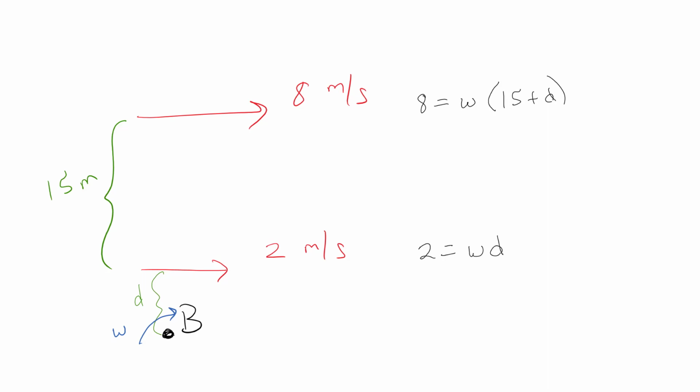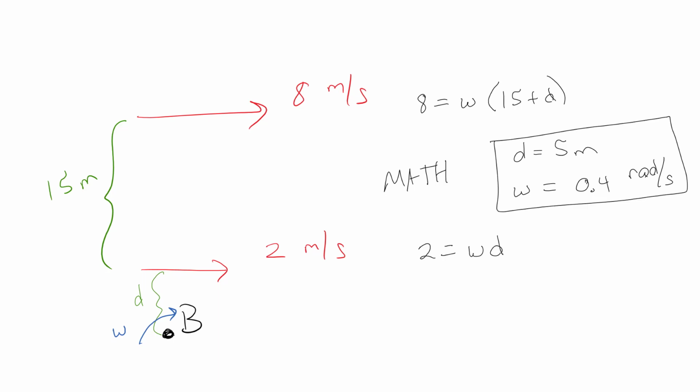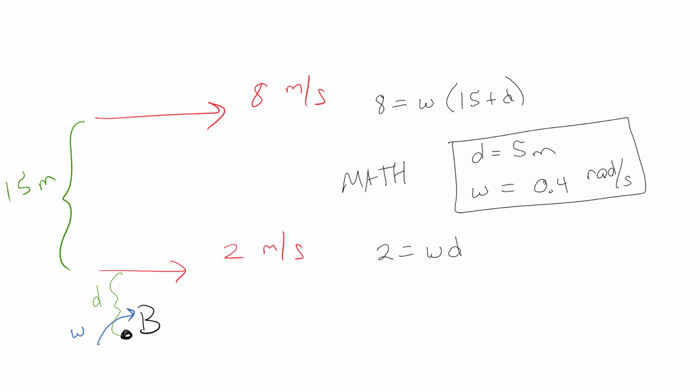Okay, so again, we do math, and we end up with d being equal to 5 meters and omega being equal to 0.4 rads per second. Okay, so we're about 5 away here, and this is 20 away. And so that's why you get that, see how this is 4 times as fast as the other one. The 20 to 5 ratio is also 4. So yeah, it's consistent. If you look at the numbers, you can see where it's coming from.